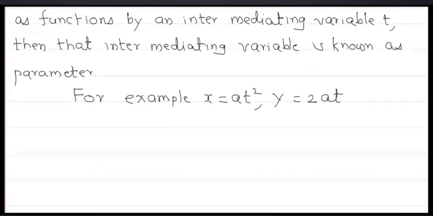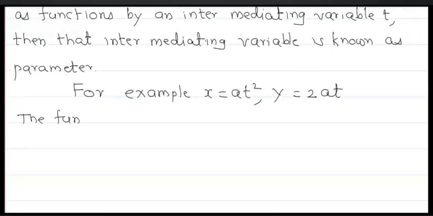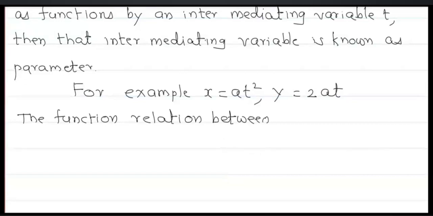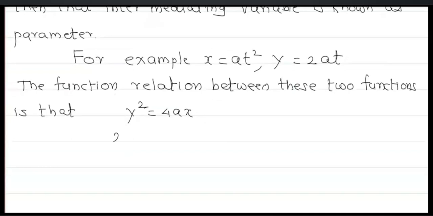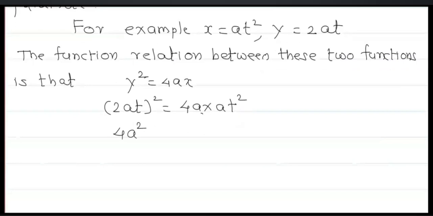For example, x is equal to at square and y is equal to 2at. These are the parametric equations of the parabola that you have learned in the 11th standard. The functional relation between these two variables is that if we substitute x is equal to at square and y is equal to 2at, then you will get LHS is equal to RHS.